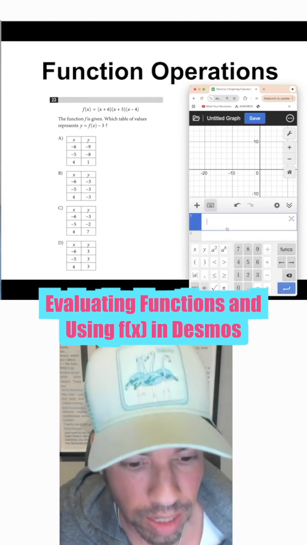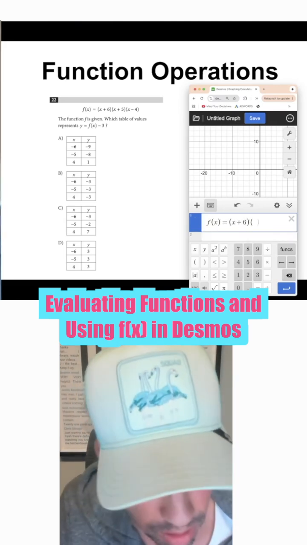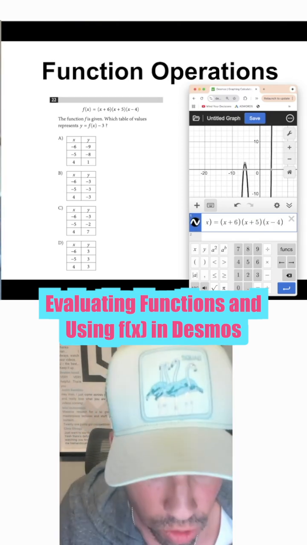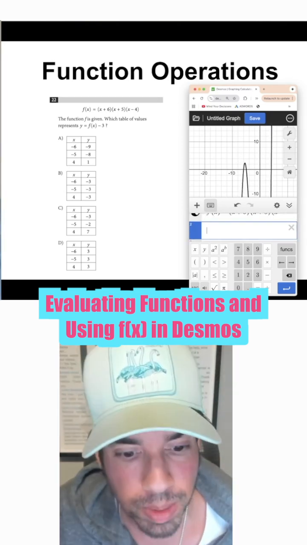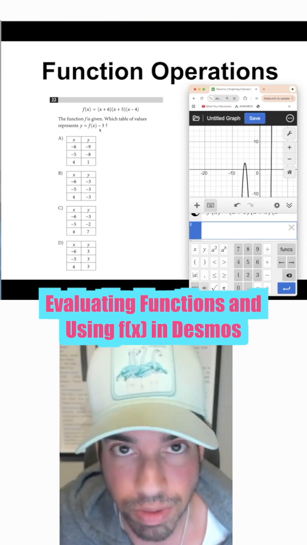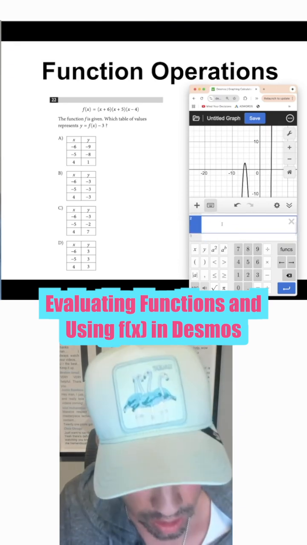So the first thing they're saying, f of x is equal to x plus 6, and I'm going to write it in as I'm saying it: x plus 6, x plus 5, and x minus 4. So there's our function. It renders the graph. No big deal. Now, they also show a translation. Okay, so this is very interesting. Now, we can write the translation like they did, or we can spice it up a little bit.